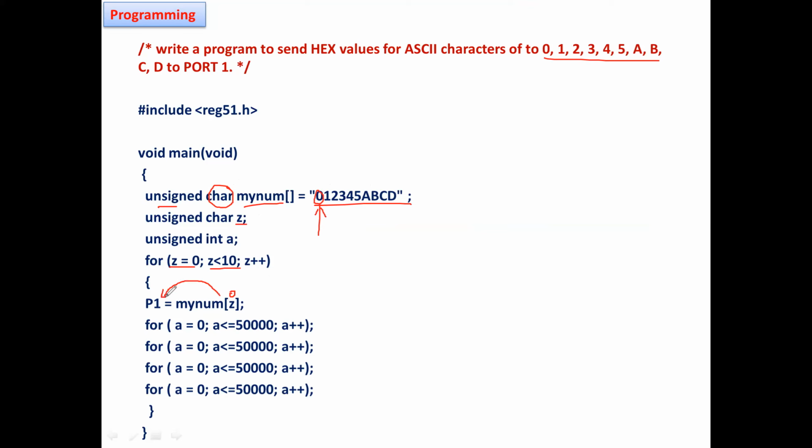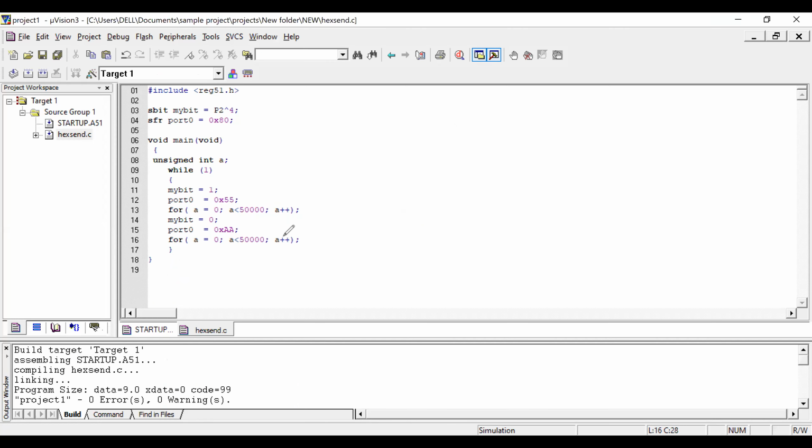This is my simple program. For every iteration, Z will be 1, 2, 3, 4, 5 till 9. So 0 to 9, that will be 10. We have 10 elements, the size is 10. This character I'm passing to port 1. This is for a simple delay. If you want, you can use it or you can neglect it, no problem. This is the program I'm going to implement. We will share the software, and if you have interest, we can discuss and write the program.